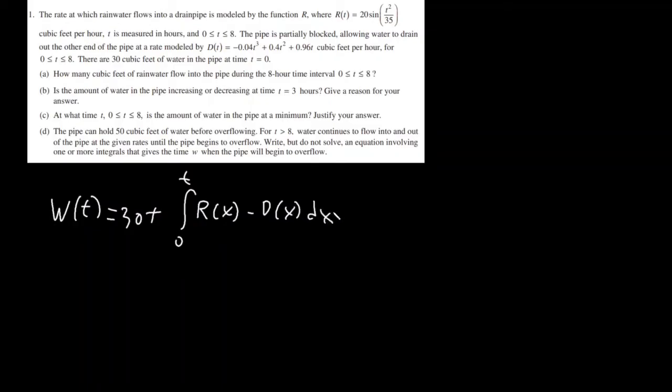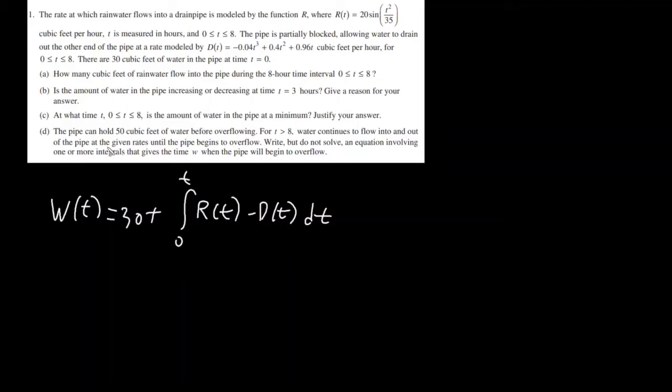Okay, so this is really, really simple because in part C, we actually found the w of t function, which is 30 plus the integral from 0 to t of r of x minus d of x dx. This is the amount of water in the pipe at any certain time. I'm really indecisive. I'll stick with the t. I want to be consistent from part to part. So this is our w of t, and this is telling us the amount of water in the pipe at any certain time.